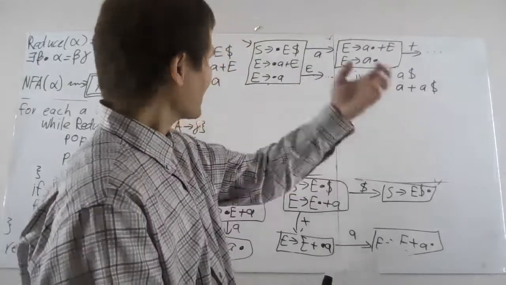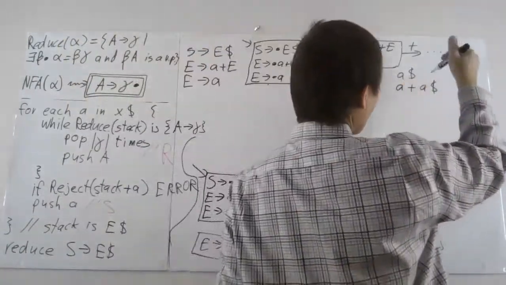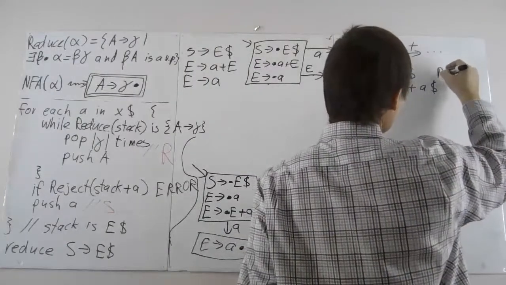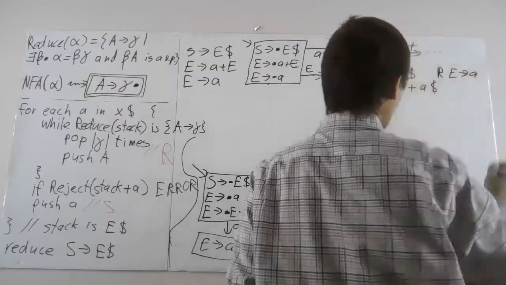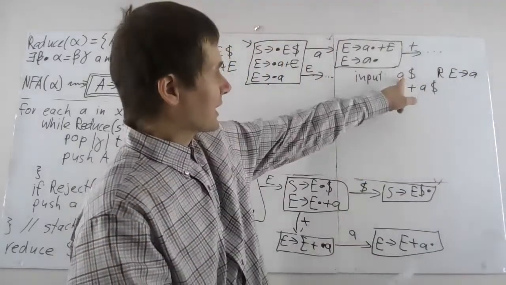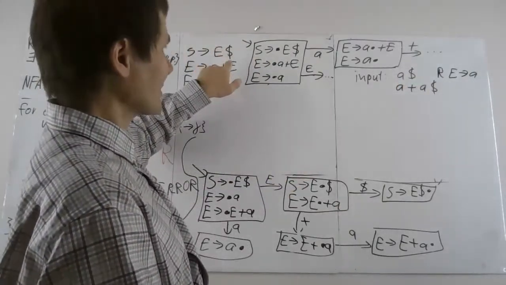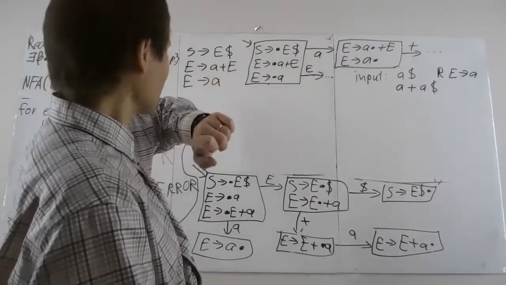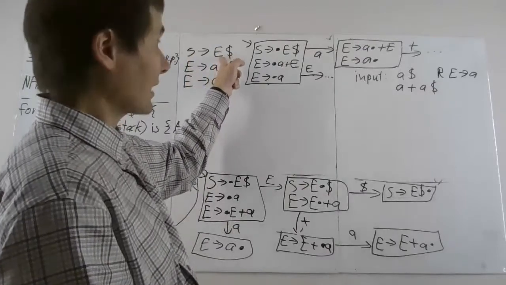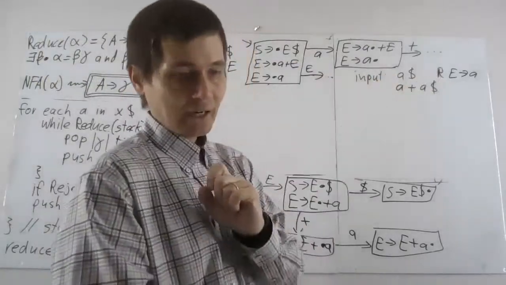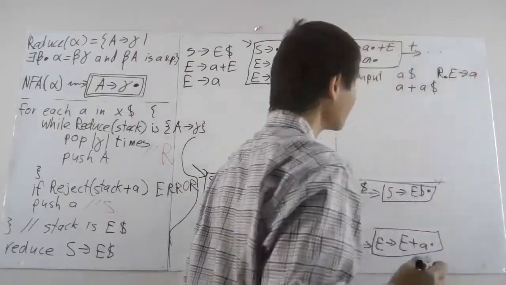And okay, when is it a good idea to reduce? Well, in this case, the right answer is to reduce by the rule E goes to A, because that will turn the A into E $, and then my stack is going to be E. The rest of the input is going to be $, and I'm going to be done my parse, right? The start symbol derives E $, which derives A $. Okay, so here I want to reduce.